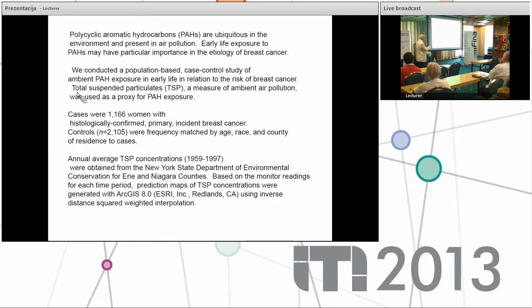I'll tell you a little bit about how we wanted to look at air pollution and breast cancer. This was Matt Bonner, who was a doctoral student, and we were interested in polycyclic aromatic hydrocarbons. Here are the numbers: 1,166 women with breast cancer and 2,000 controls, frequently matched on age, race, and county. We were interested in their exposure to air pollution, so we got the air pollution exposure from 1959 to 1997. There were air monitors over the geographic area. We got each one of those monitors, and we could estimate the exposure to air pollution over that geographic space.